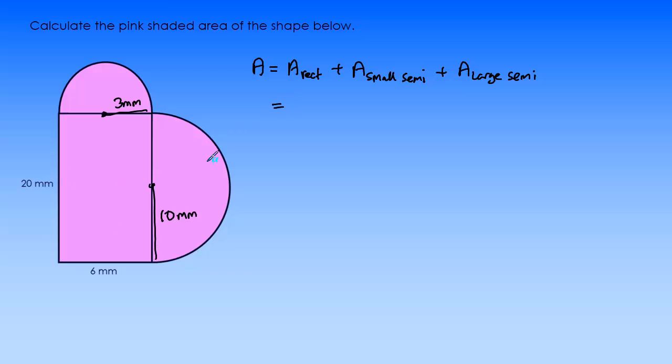So for the rectangle, that's going to be 20 multiplied by 6. The small semicircle, well, we know that a circle is pi times the radius squared. So that's going to be pi multiplied by 3 squared, but it's only a semicircle, so divide by 2. And then here the radius is 10, and divide by 2 because it's a semicircle. So we just need to calculate this.